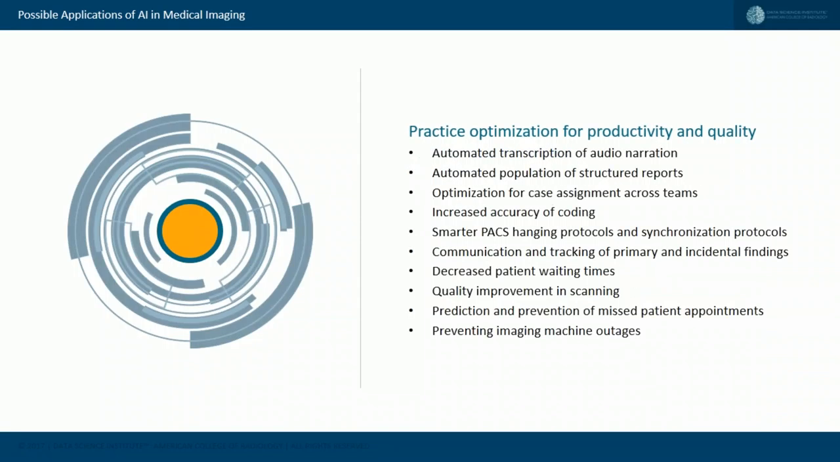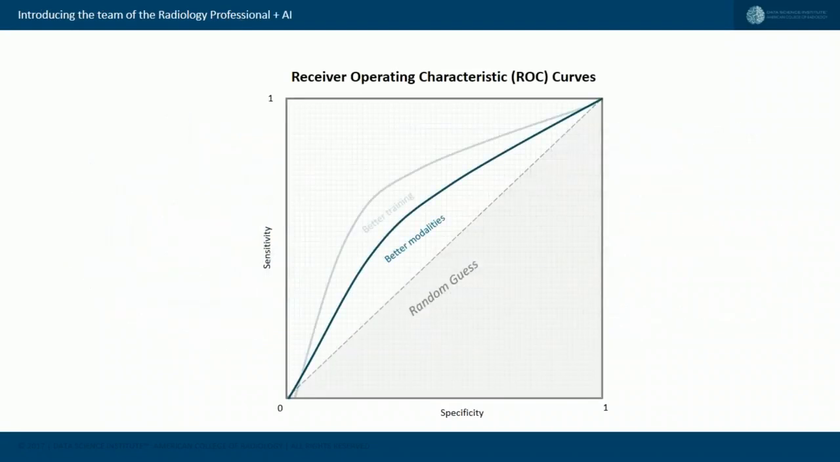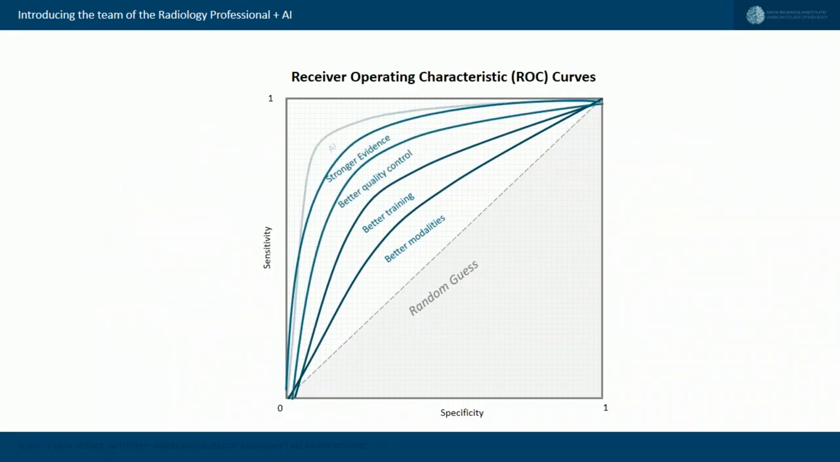Optimization, I mean, so many opportunities, quality improvement opportunities, patient care opportunities. As radiologists, we're always looking to do better. We hope that we're better than random, right? We hope that we're better than 50%, but with better training, better equipment, we're pushing ourselves up into that perfect classifier role where we can always detect disease and never cause any false positives.